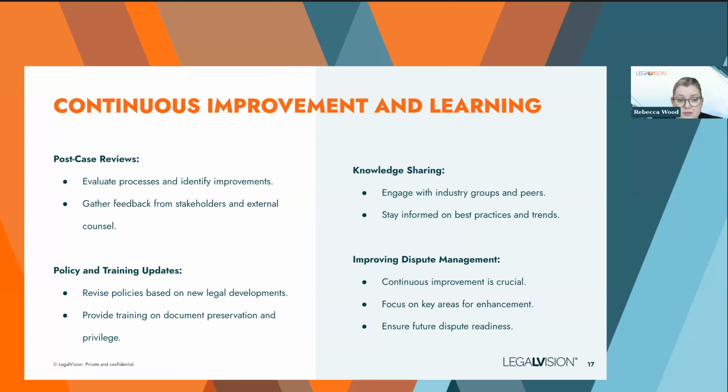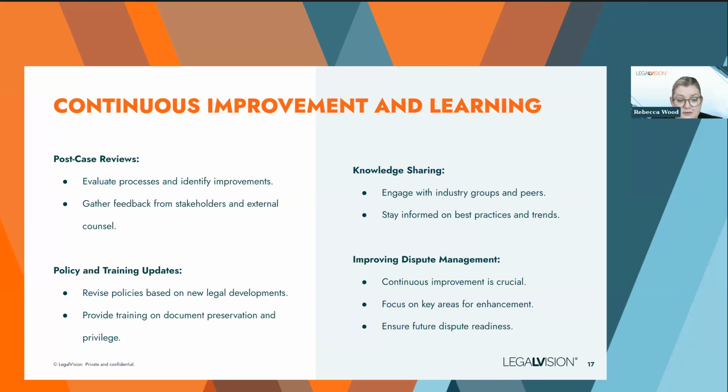Again, updating policies, procedures, and training. It's making sure that all of the policies that you have in place are relevant and identifiable. So making sure that as legal developments emerge and best practices evolve, you're updating and reviewing your organisation's policies and making sure that they're relevant.